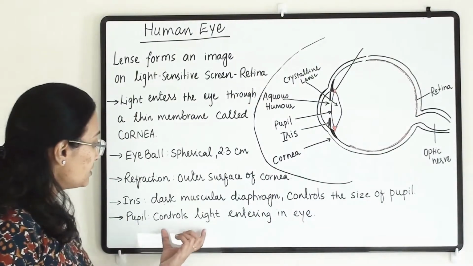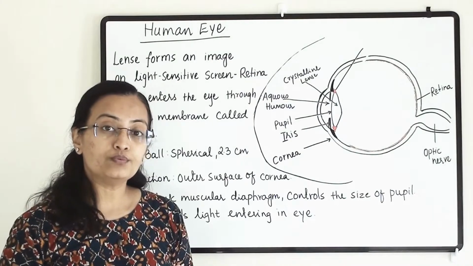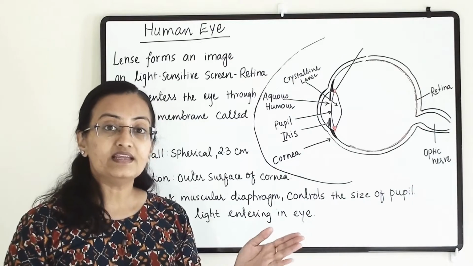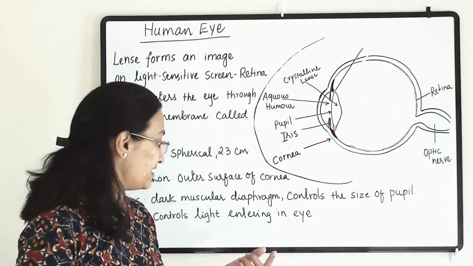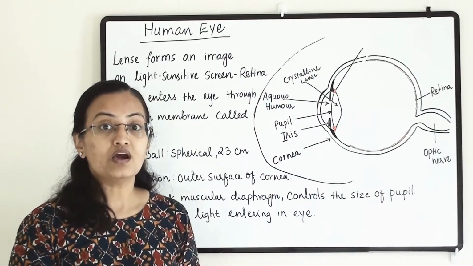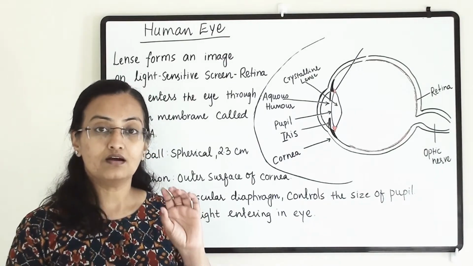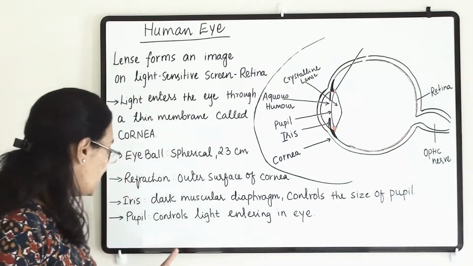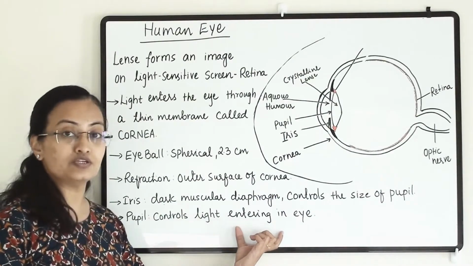Now the pupil controls the light entering into the eye. We have observed that when we go from dark to bright light, our eyes automatically get closed because of the bright light, and that is the controlling light factor for the eye. When we go from bright light to a dark room, our pupils enlarge to see things clearly. So that happens with the pupil, and it controls the light entering into the eye.